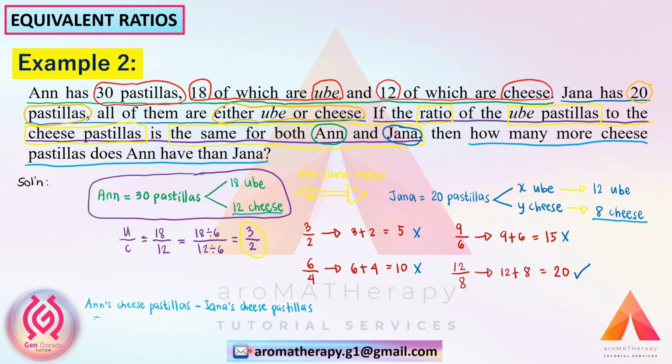So this is equal to 12 minus 8 is equal to 4. So therefore, Anne have 4 more pastillas than Jana. Nakuha na. Gets?